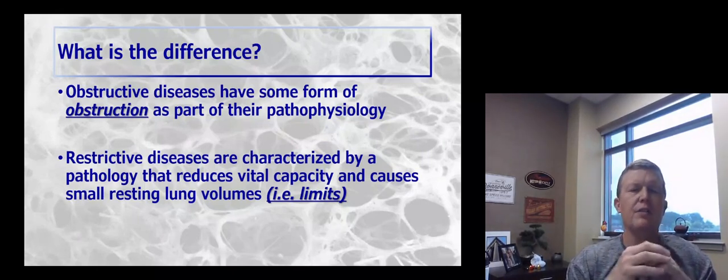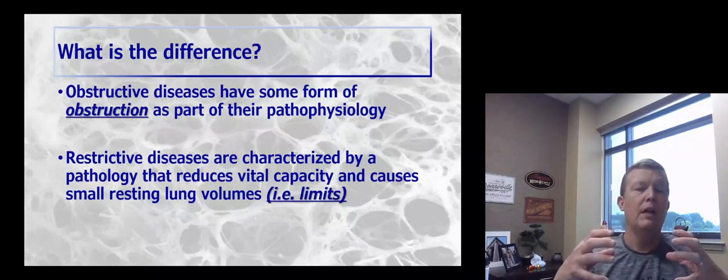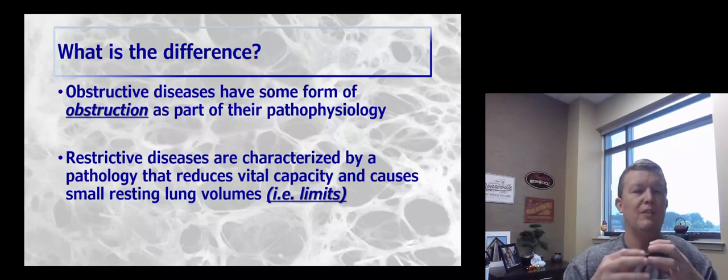Restrictive lung diseases also impede flow, but it is not because of an obstruction. It is because there's a restrictive process that's limiting the capacity of the alveoli. Another way to say that is the alveoli can't open and subsequently close because the tissue has changed in such a way that it restricts the expansion of the alveoli.